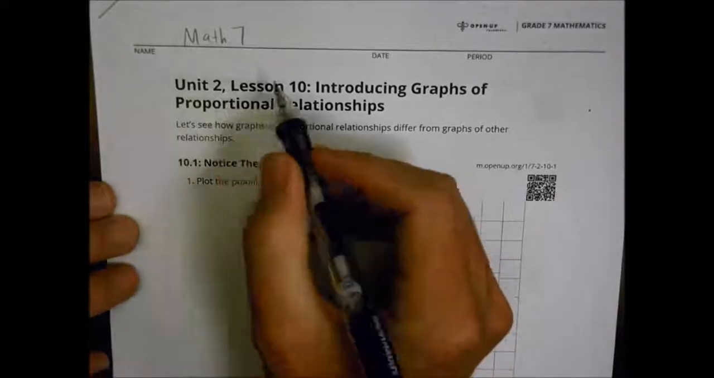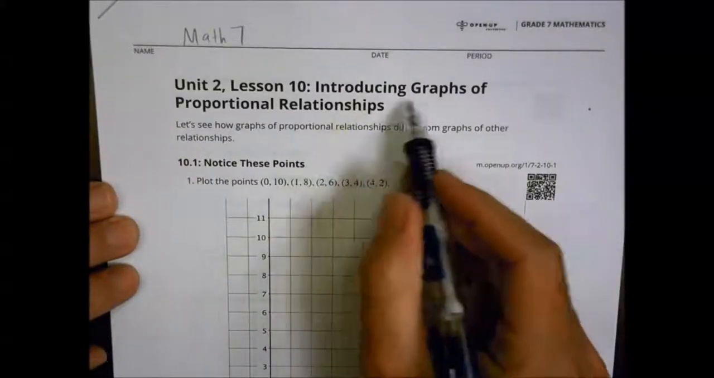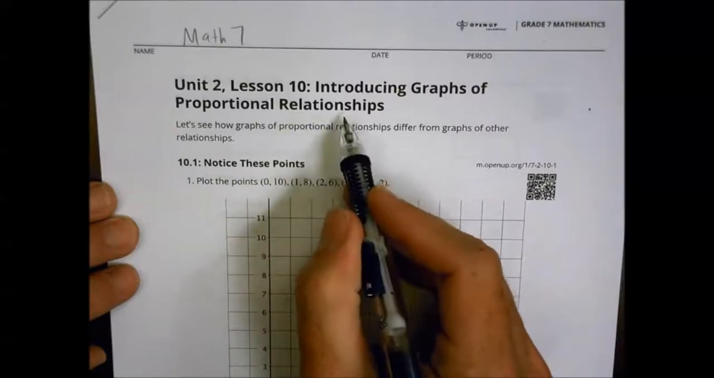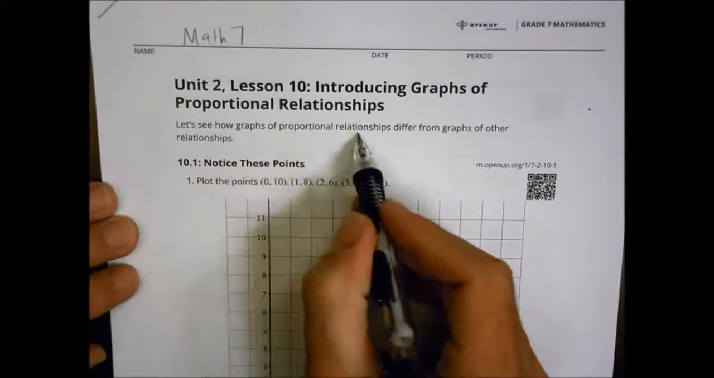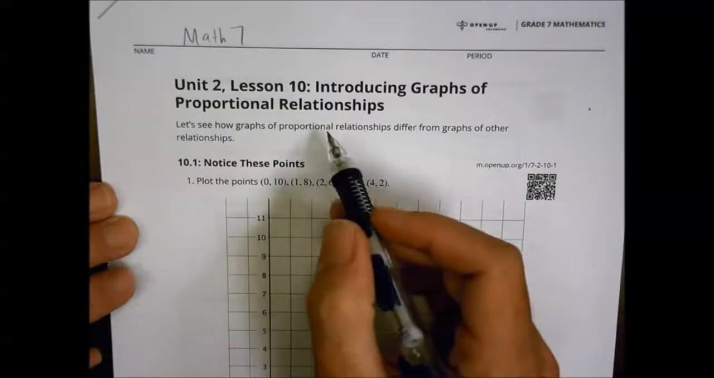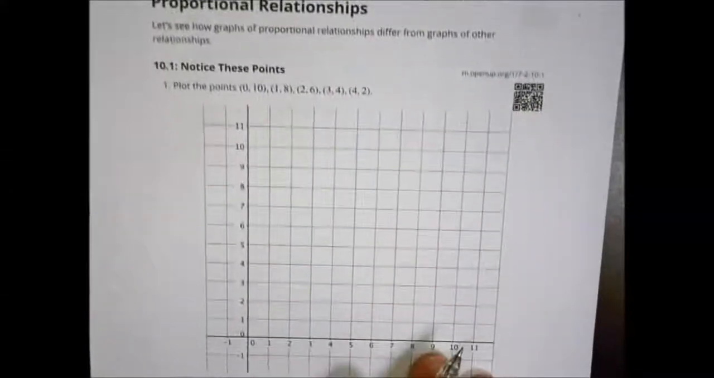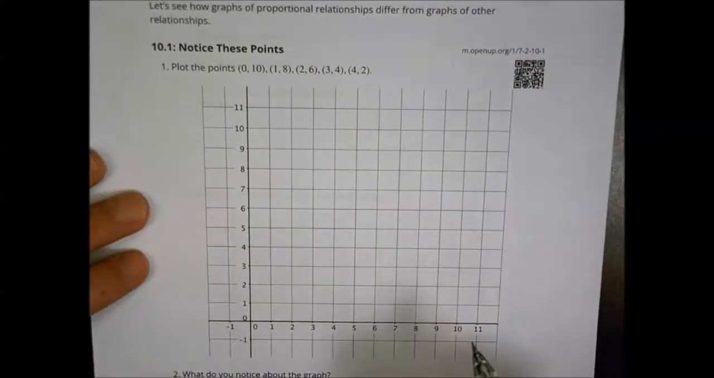Hi there, this is Math 7, Unit 2, Lesson 10. We are introducing graphs of proportional relationships today, and we're going to see how graphs of proportional relationships differ from graphs of other relationships. This is always just a little recap of the lesson, then we'll get into the homework.